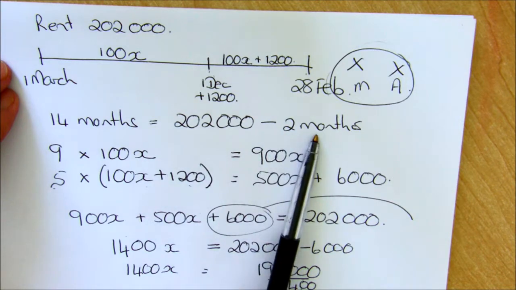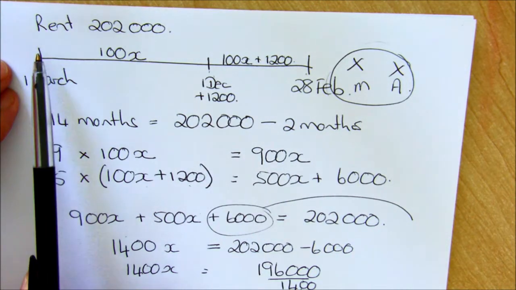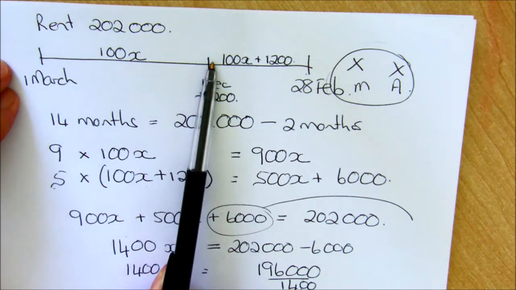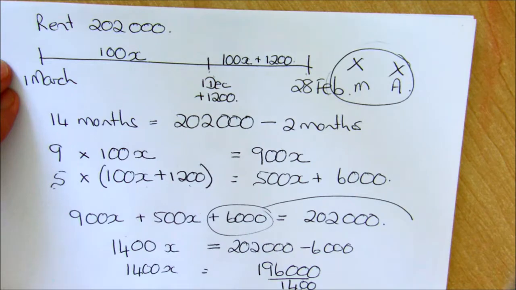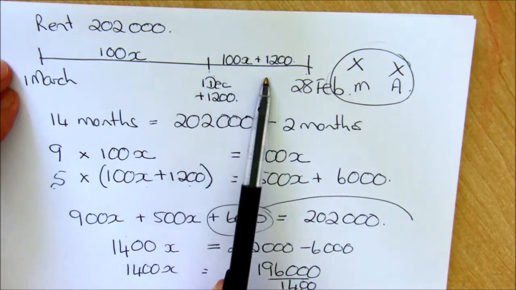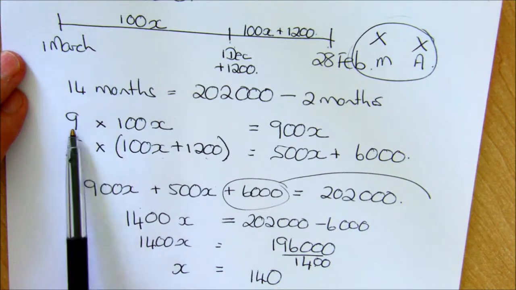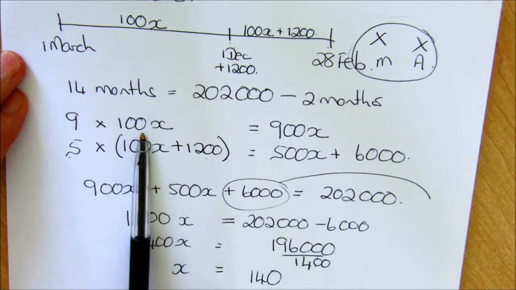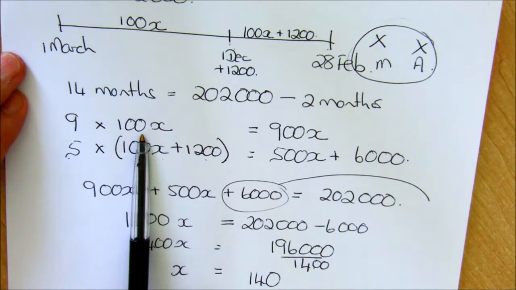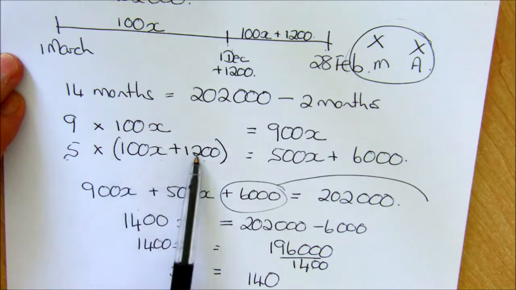So 2 months have to be taken away. So we started 100. Always our starting point 100. So there was 100 x's or 100 rands, but not 100 rand. 100 times the number of rands, right? Then it went up by 1,200. So for the first 9 months, it was 100. It was at the original base. Then the next 5 months, still that same 100, but it went up by 1,200 a month.